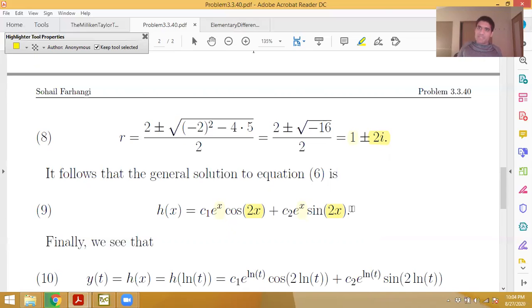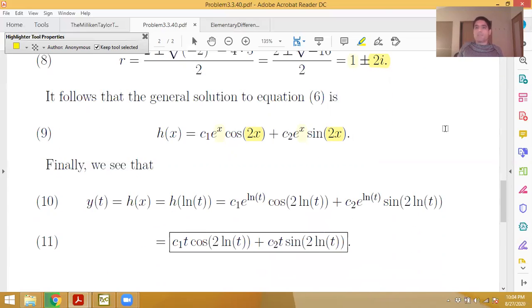Now, we did successfully solve for h of x, but that's not what we wanted. We wanted y of t. That's what the problem asked us for. H of x is something that we made up. So to finish off, we just have to convert our answer from x back into t. We know that y of t equals h of x, and x is ln t, so h of ln t. I'll go ahead and plug in the natural log of t into equation 9.